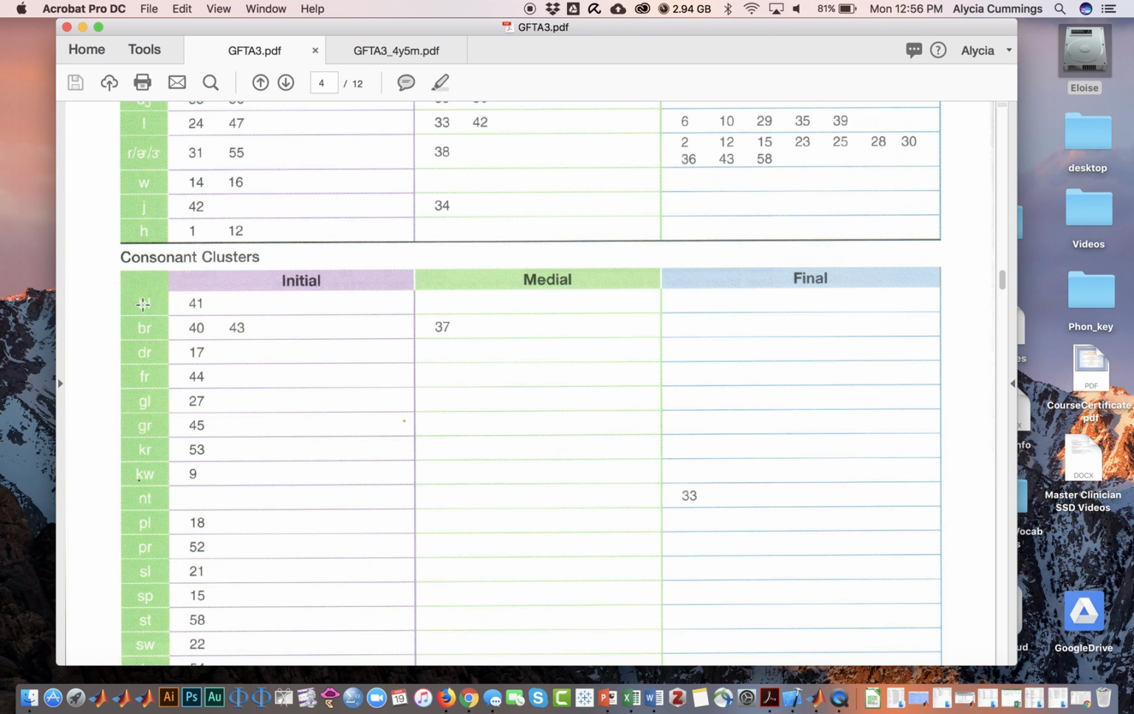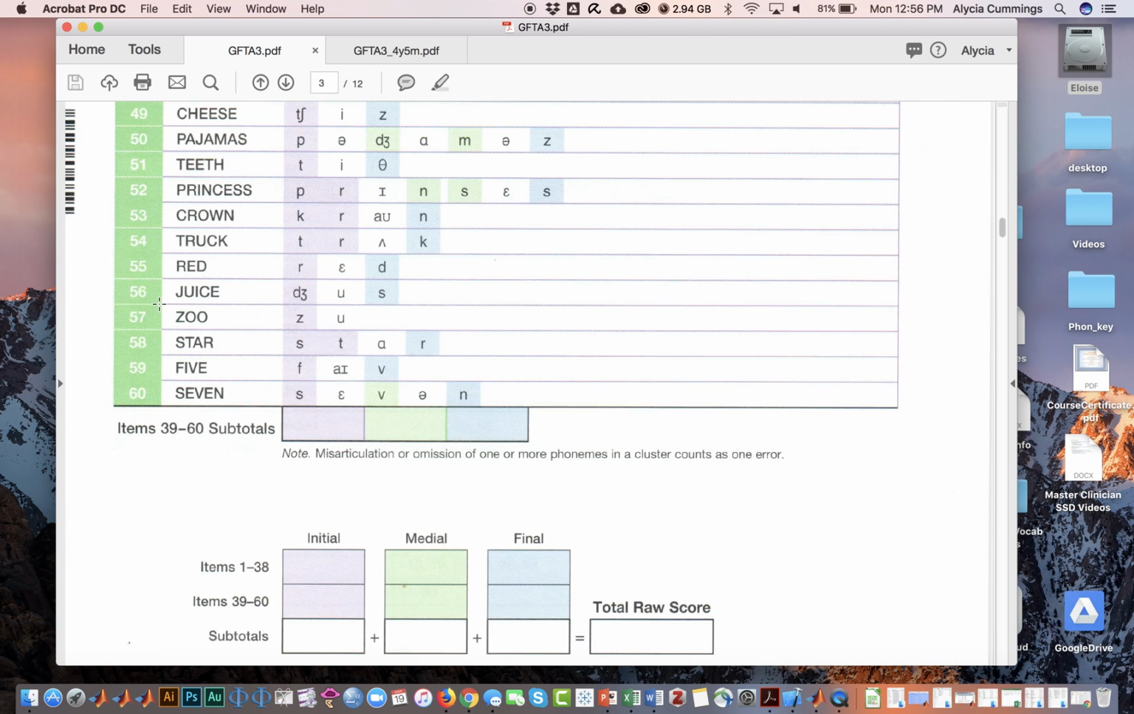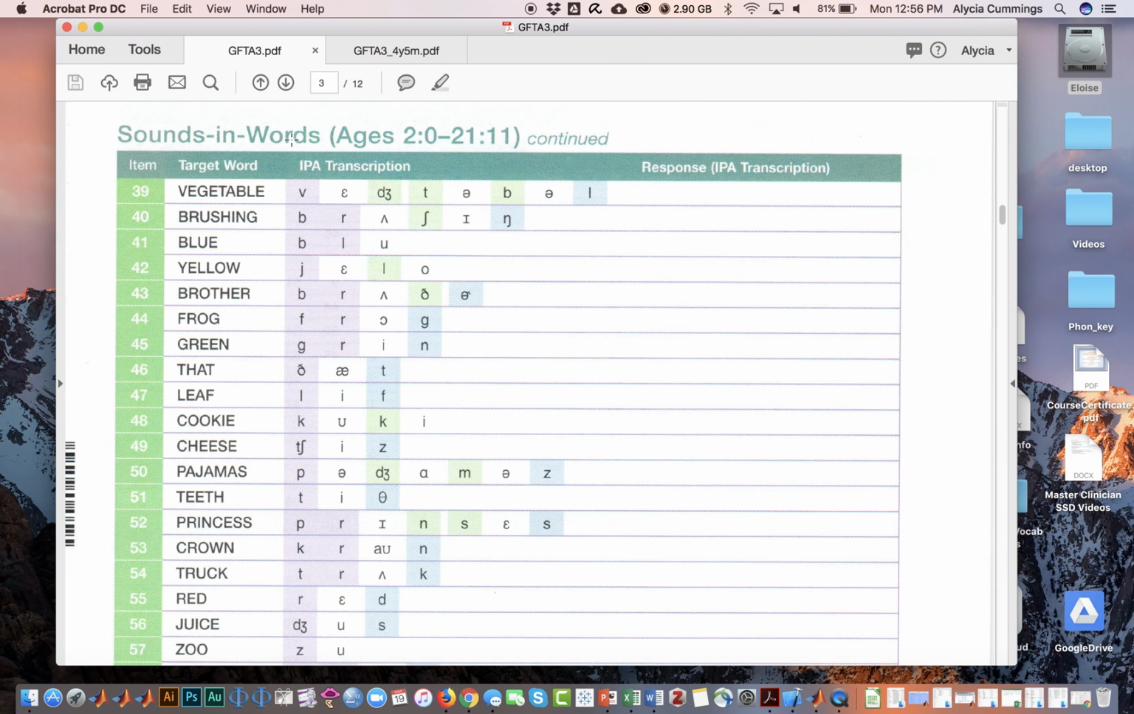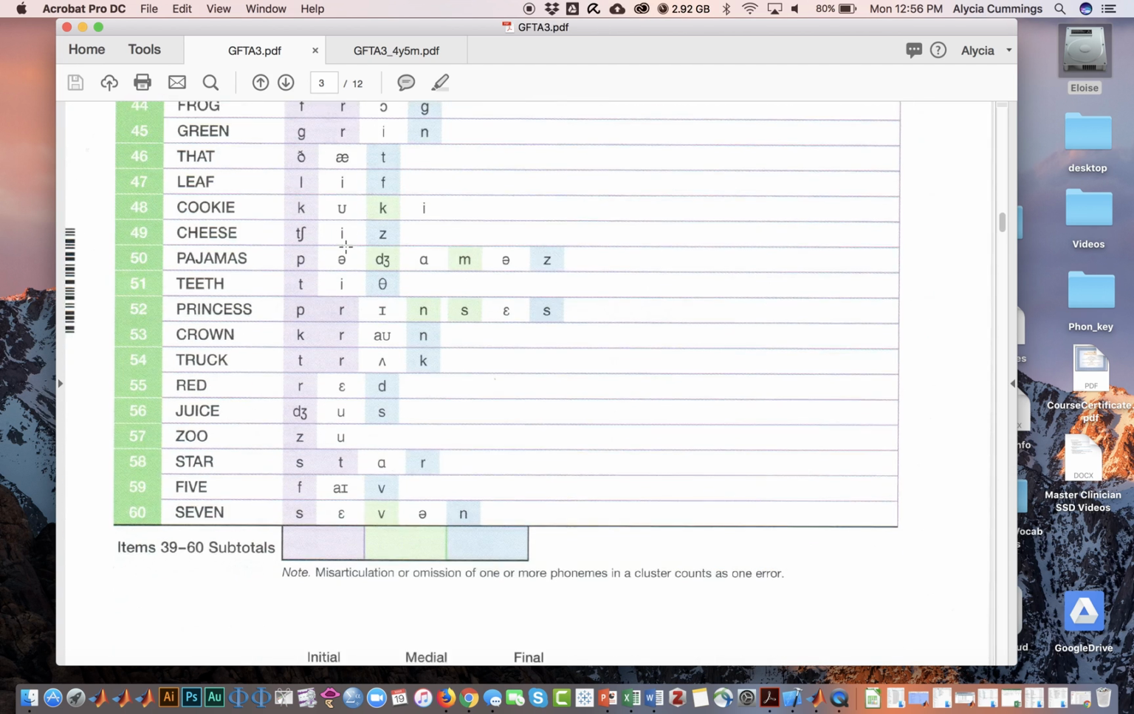And note these clusters, even though when you're looking at the production, let's go up to blue right here. So the B and the L, to a point you're counting them separately so you can make note of what part of the cluster was produced incorrectly. The B and the L are not counted individually in the singleton evaluation. They are only counted in the cluster evaluation, if that makes sense.